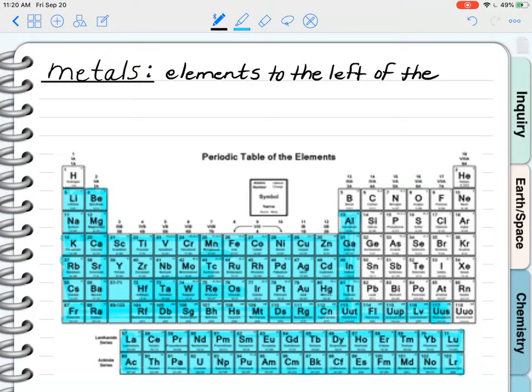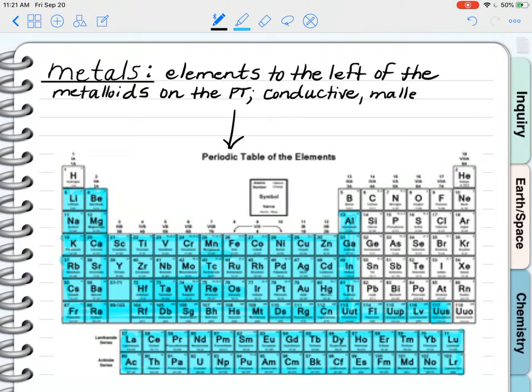So if you're looking at the table, and I'm going to abbreviate PT for periodic table. It's spelled out for you right there, so you don't have to write it. These are conductive. They will conduct heat and electricity. If you let these touch heat, they will get hot.